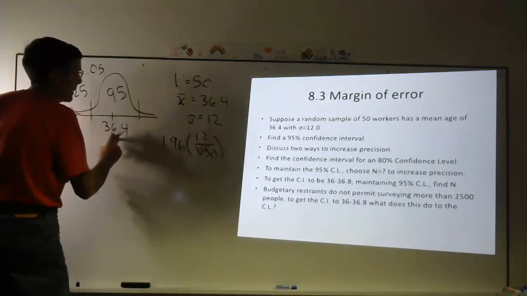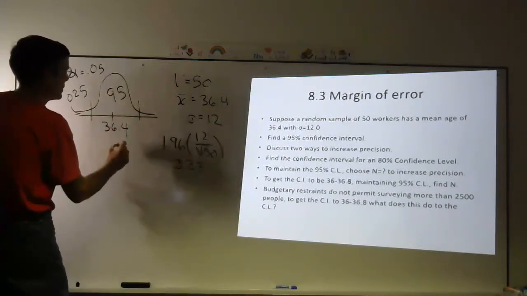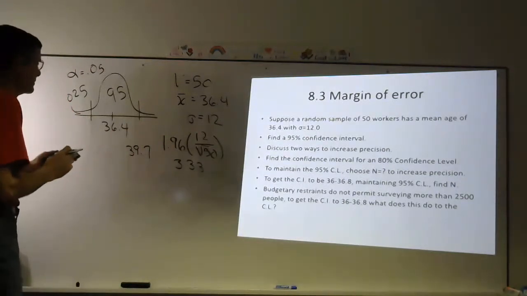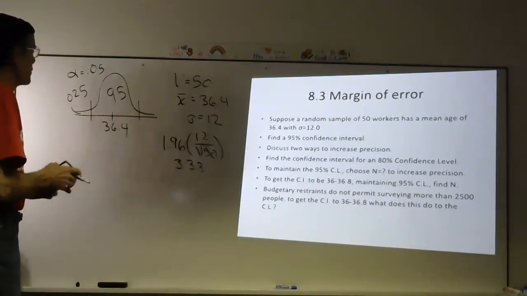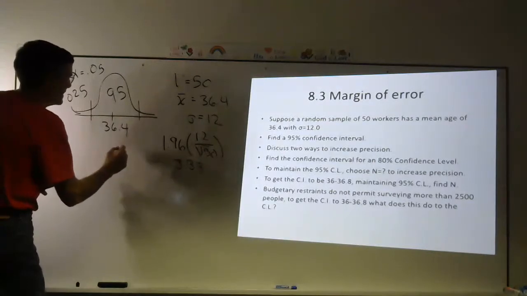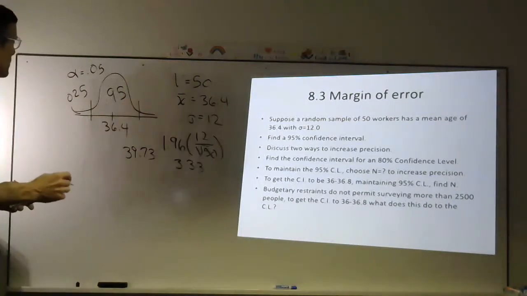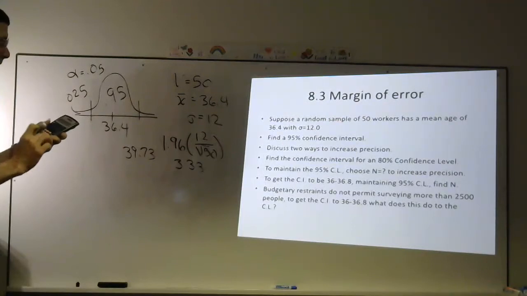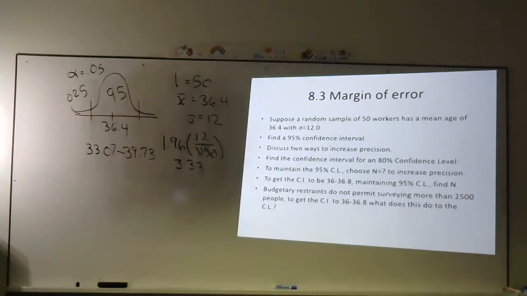So I know that I have to add 3.33 on and subtract. So adding it on to 36.4, I get 39.73. And 36.4 minus 3.33 is 33.07. There is my 95% confidence interval, and I'm assuming all of you can do this.